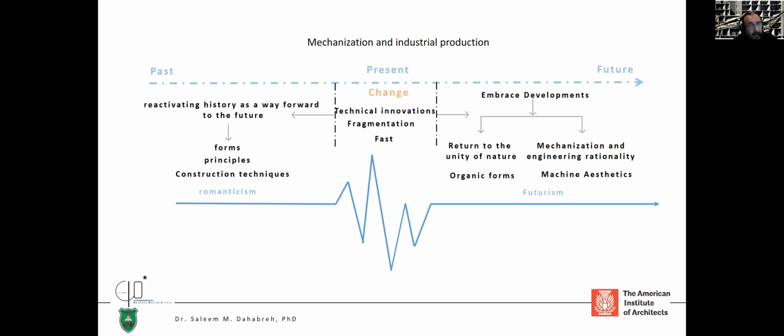On the other hand, many others would embrace these developments. They would accept the changes and they would move forward. Either that movement goes in two ways, either return to the unity of nature, creating organic forms as we would see, or by mechanization and engineering rationality, accepting the machine aesthetics. This branch of, or these movements, this school of thought, have been called futurists.